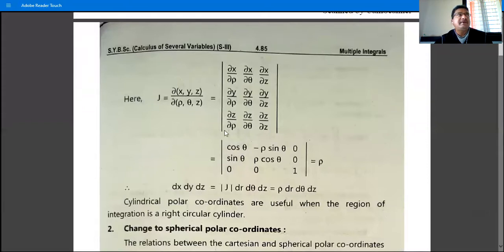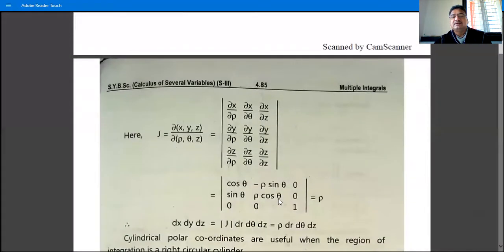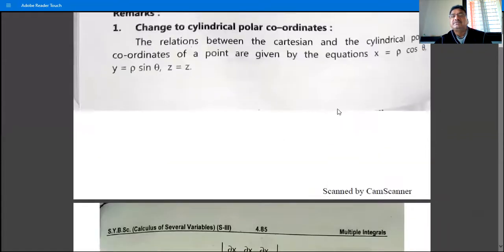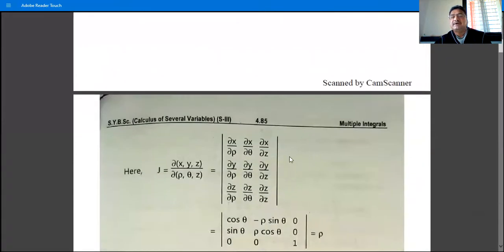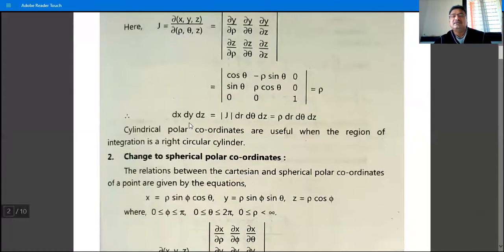Then partial x by partial rho is what? The derivative of x with respect to rho is cos theta. With respect to theta, rho is constant and the derivative of cos theta is minus sin theta, so minus rho sin theta. In this way, we get the Jacobian as rho or r. Then dx, dy, dz in the triple integration is replaced by mod J dr, d theta, dz. Mod J is rho or r, so the element is r dr d theta dz. These are the changes in the triple integration.